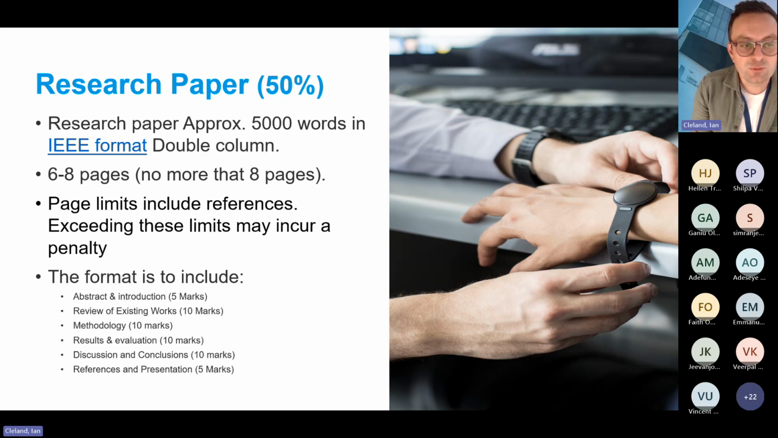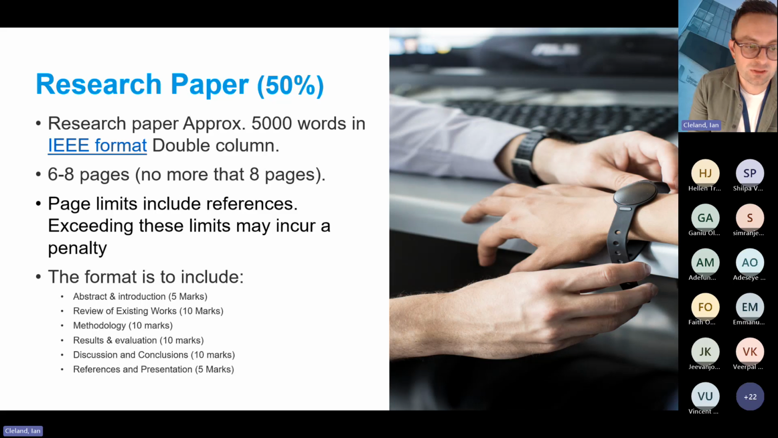So we have abstract and introduction, which is really where you're setting the scene for the paper, outlining what's going to be achieved. We have 10 marks for review of existing work. This is your literature review, outlining what other approaches people have used. We have 10 marks then for the methods section. What are you going to do? What methods are you going to use?